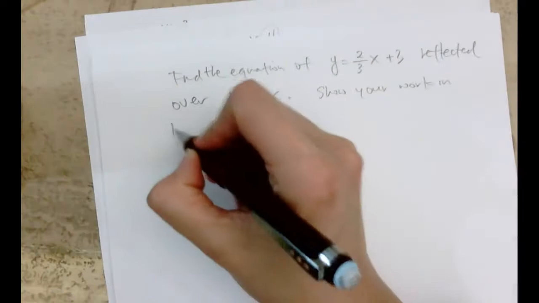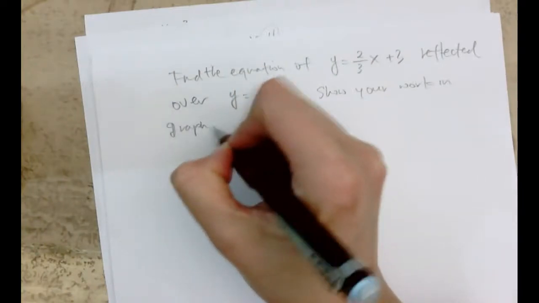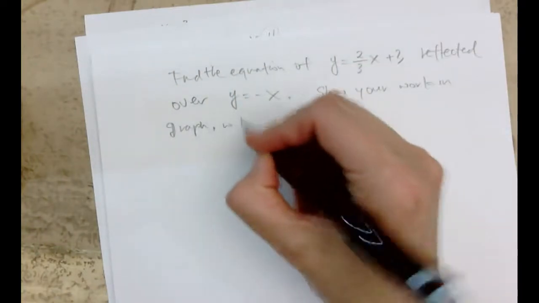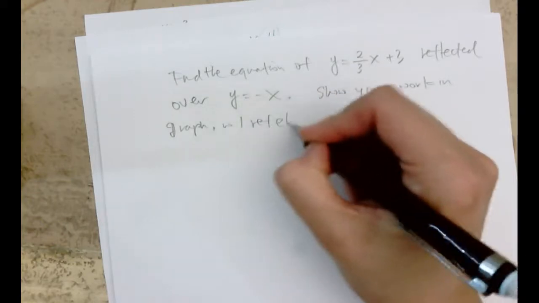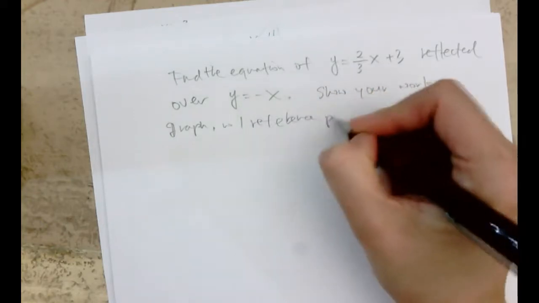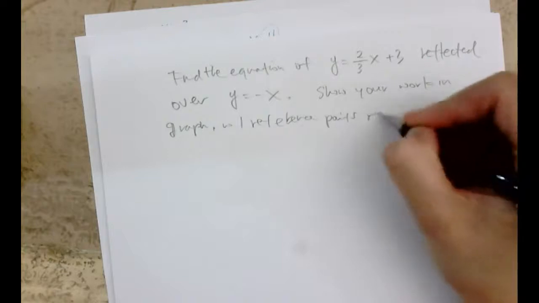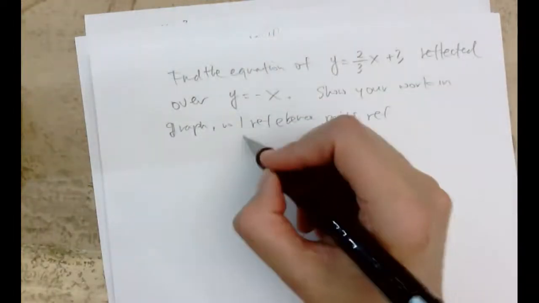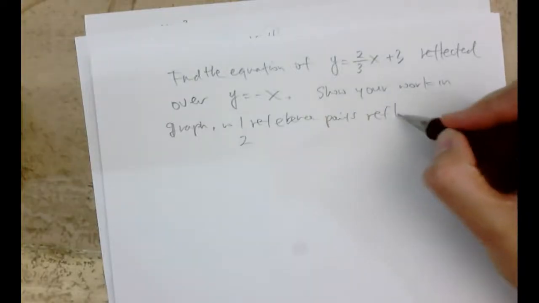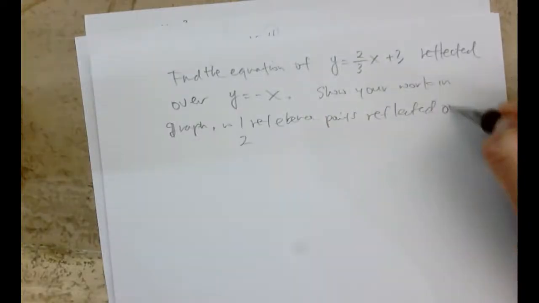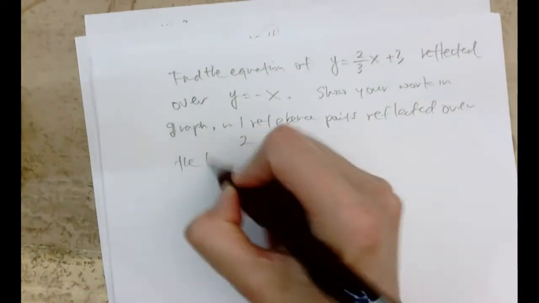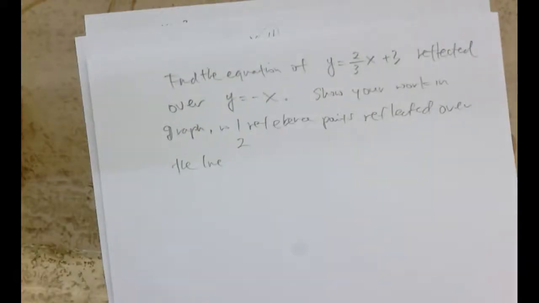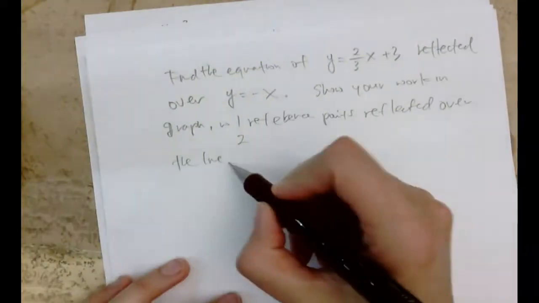in a graph with reference points, reflected, with two different reference points reflected over the line. So I'm not going to give you full credit if you just do the algebraic manipulation. I want to see if you can transfer the points and get the equation from the points.